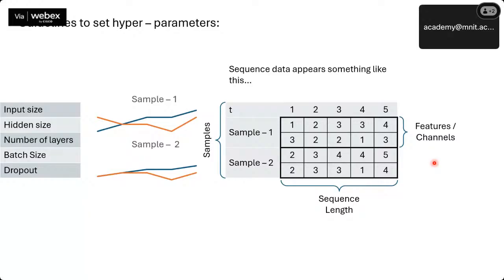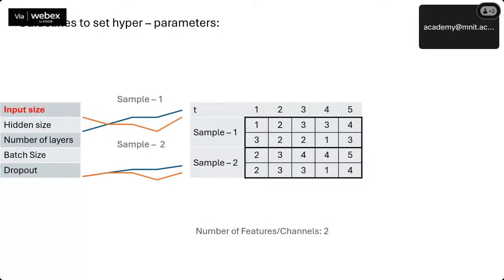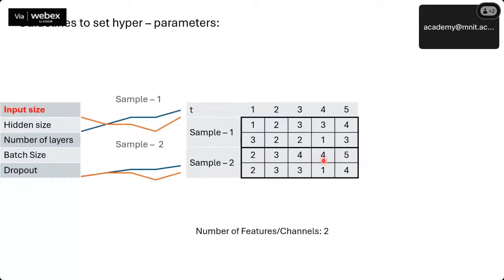In which case, you can have variable sequence length. That doesn't matter. But features and channels should be consistent in your dataset. The information regarding how many channels you have will come under the input size. In this case, we have two features, or you can say two channels. We are using two sensors to pick up the data from our heart, and because of that, we have two input sizes, right?